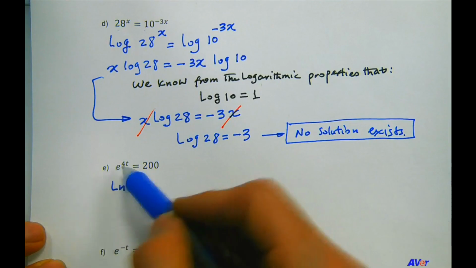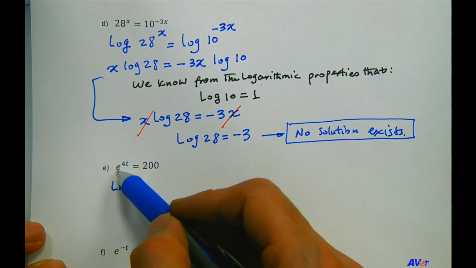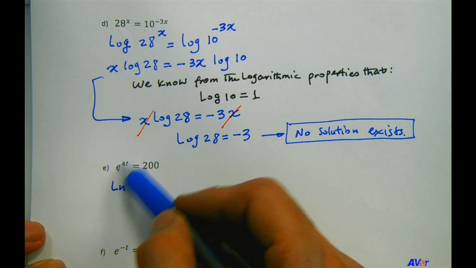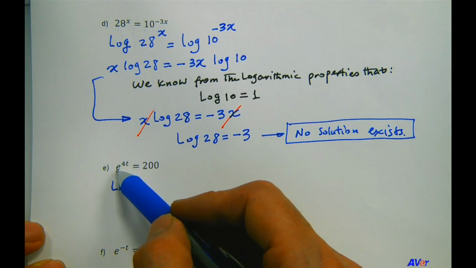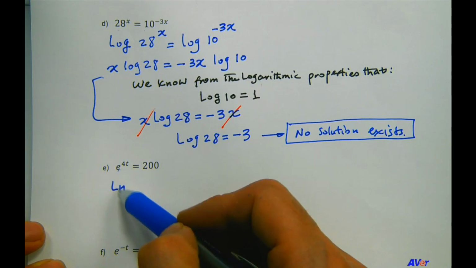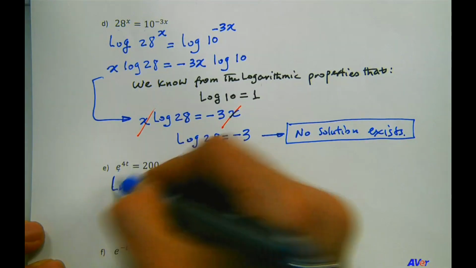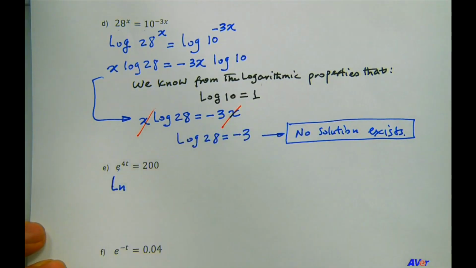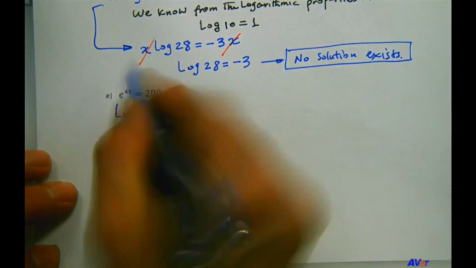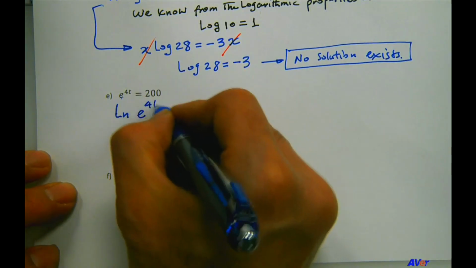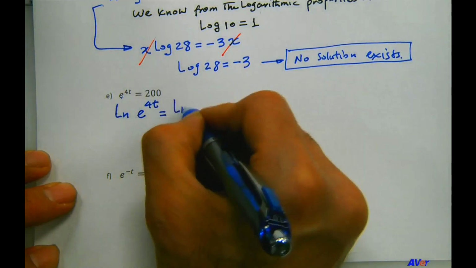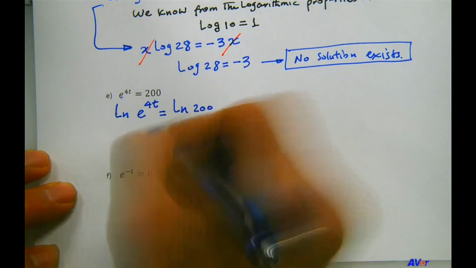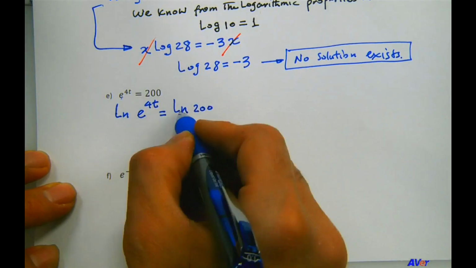It's because the base here is e. Whenever the base of a power or an exponential function is e, I will take the natural log of both sides, because it makes things easier, and you'll see in a few seconds exactly why. Okay, so natural log of e to the 4t power is equal to natural log of 200, taking the natural log of both sides.